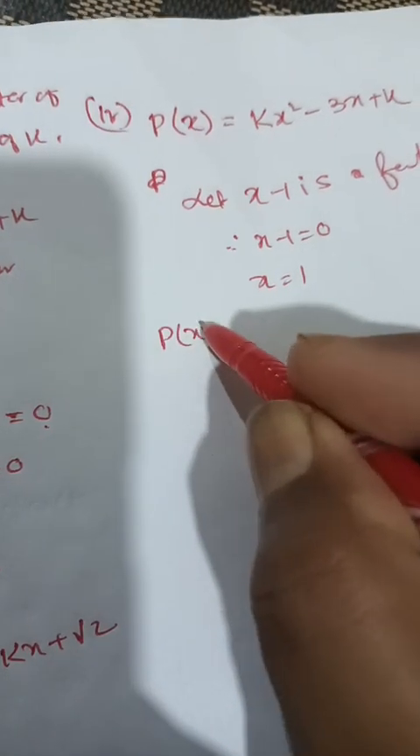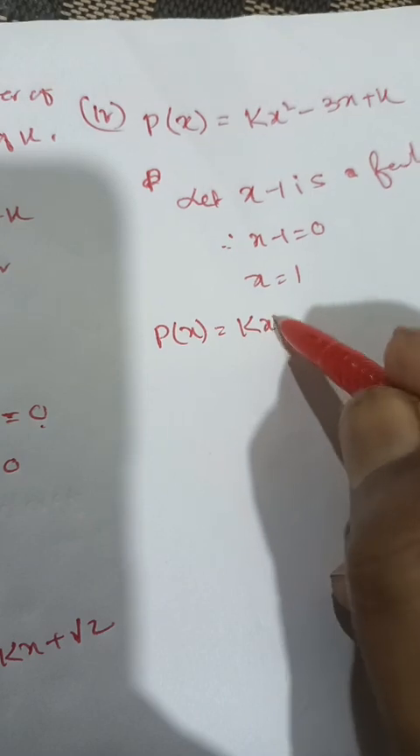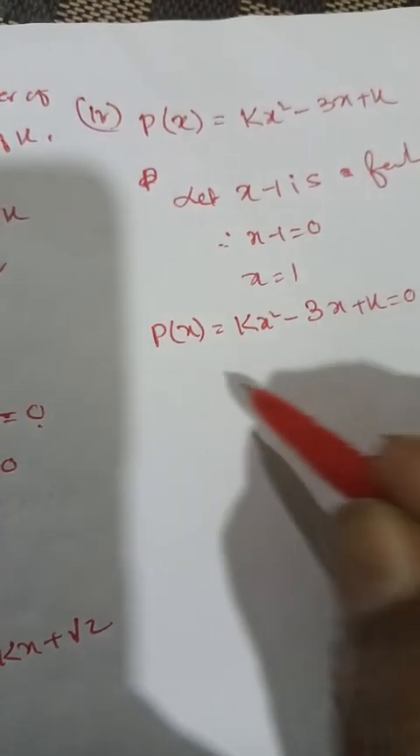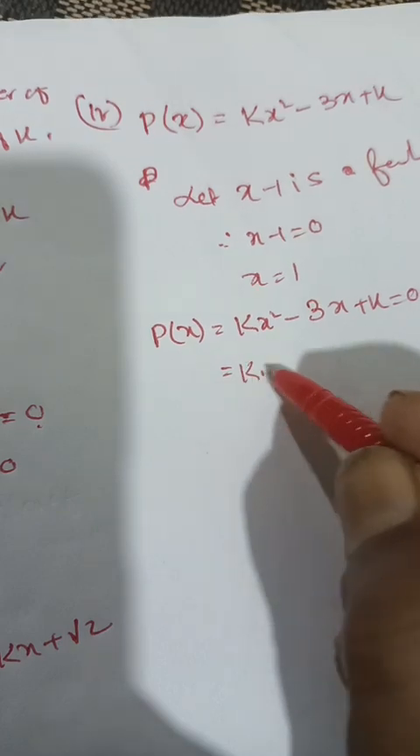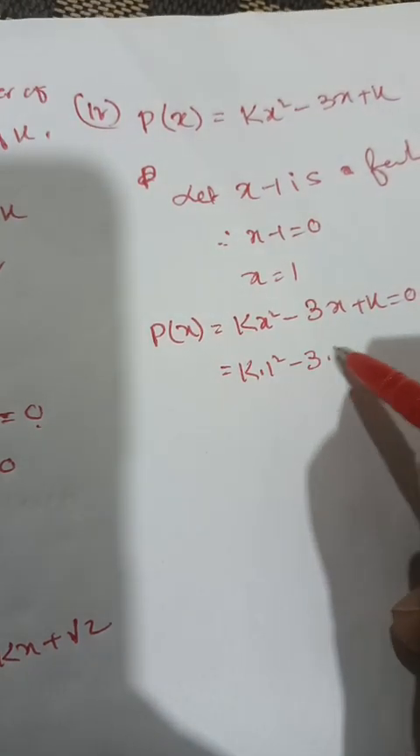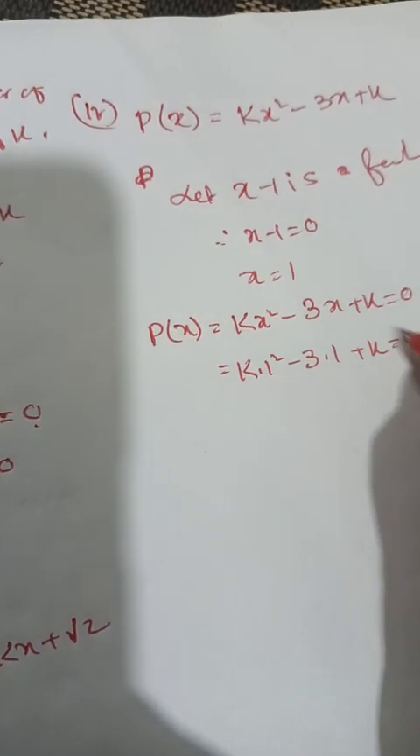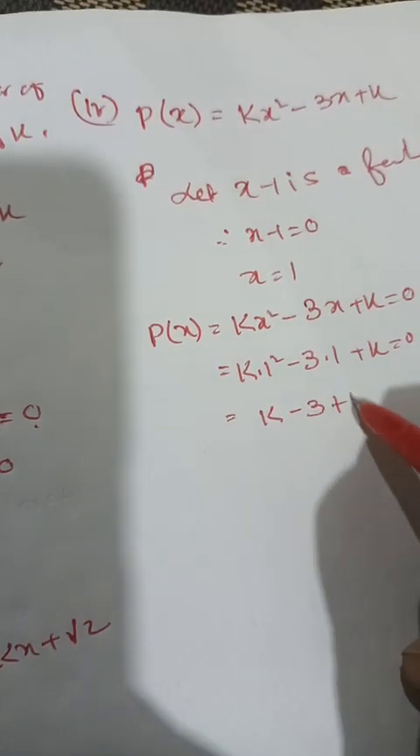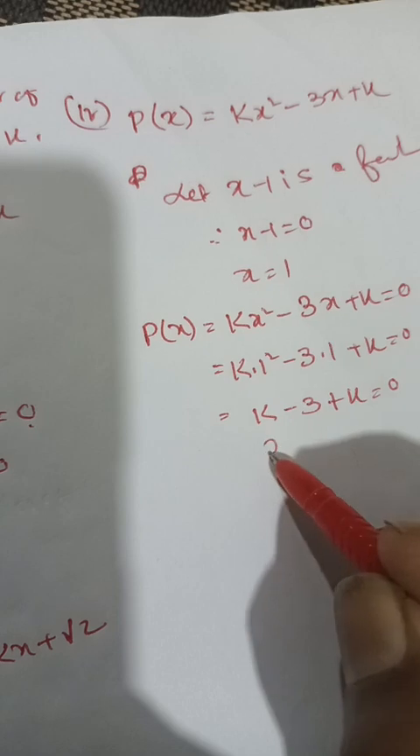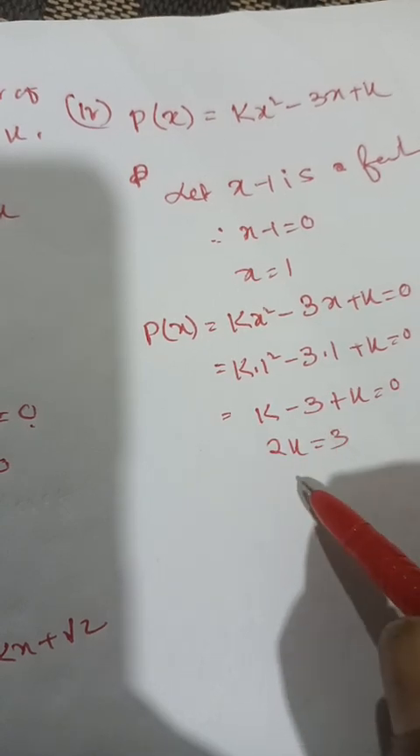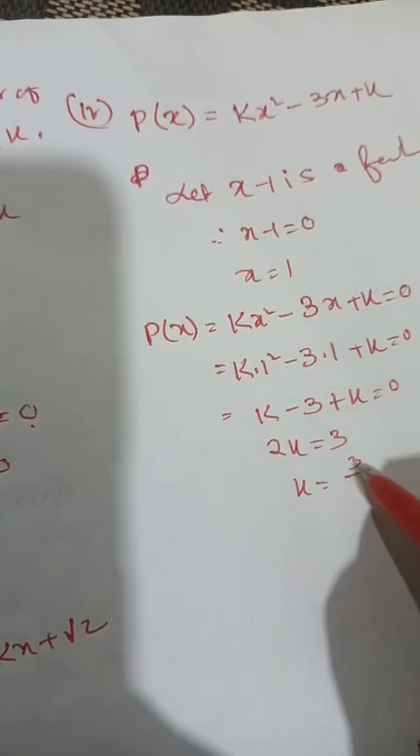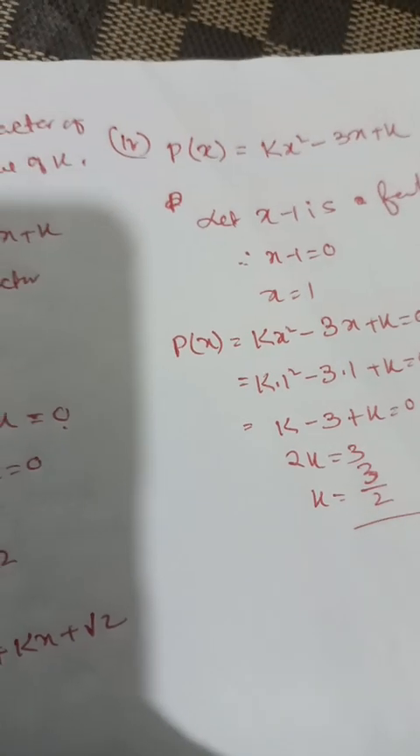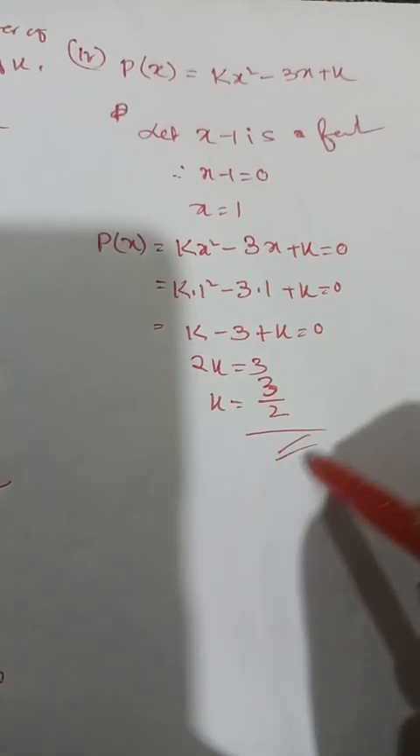Now you write p(x) is kx square minus 3x plus k is equal to 0. So here you write k into 1 square minus 3 into 1 plus k is equal to 0. So k into 1 square is k, minus 3 plus k is equal to 0. So you will get 2k equal to 3. Therefore k is equal to 3 by 2. Okay, 3 by 2. So these are the answers of the last question.